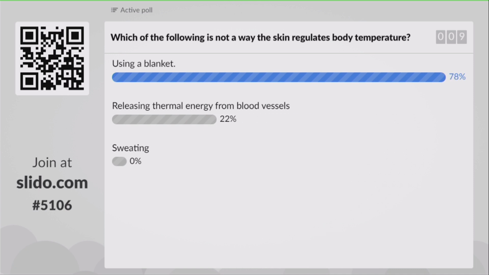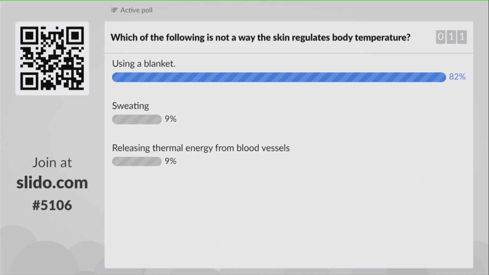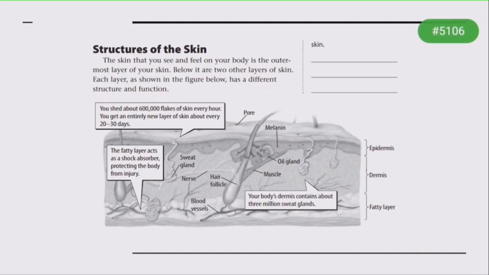So think about it. Are we always using a blanket? No, we are not. Are we always sweating? No, we are not. But we can release thermal energy from your blood vessels. We do sweat a lot as well, even when you're not realizing it, we're getting rid of other waste. But your answer for not always regulating your body temperature would be using a blanket.